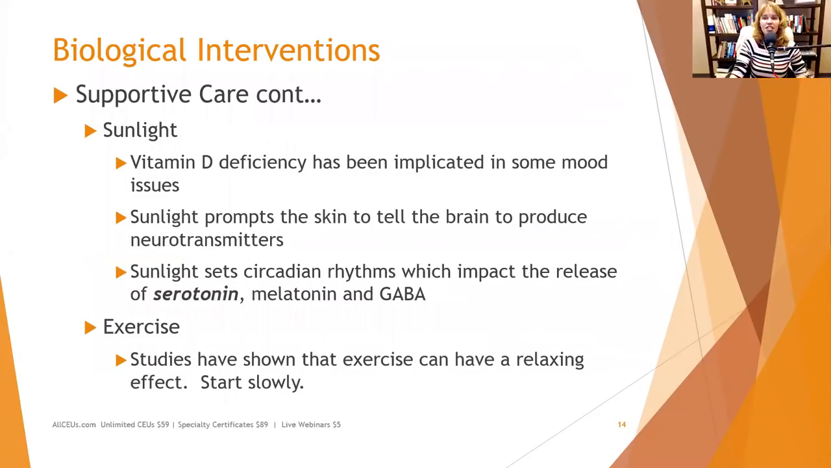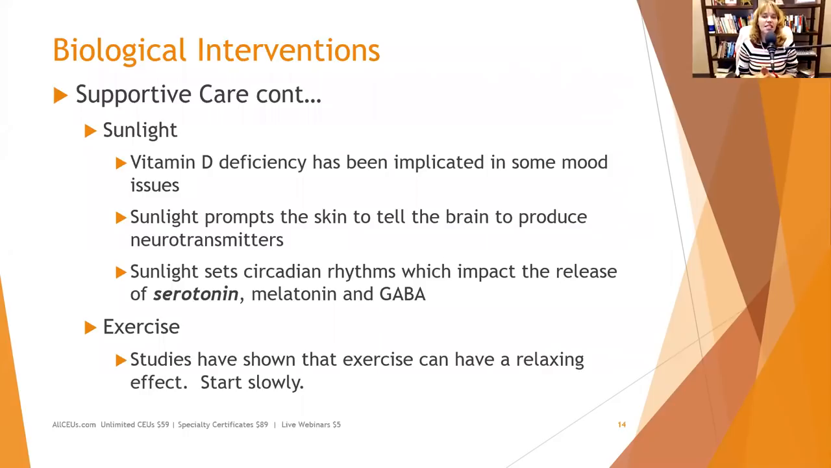Sunlight, vitamin D deficiency is implicated in both depression and anxiety mood issues. Vitamin D has been found in those main areas where serotonin receptors are found. Vitamin D receptors are found. So we know that serotonin and vitamin D have something going on. Sunlight prompts the skin to tell the brain to produce neurotransmitters and set circadian rhythms, which impact the release of serotonin, your calming neurochemical, melatonin, which is made from breaking down serotonin and it helps you sleep, and GABA. So sunlight actually helps increase the release of GABA when it's time to start calming down and going to sleep.